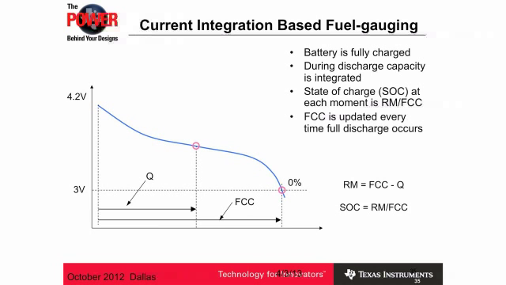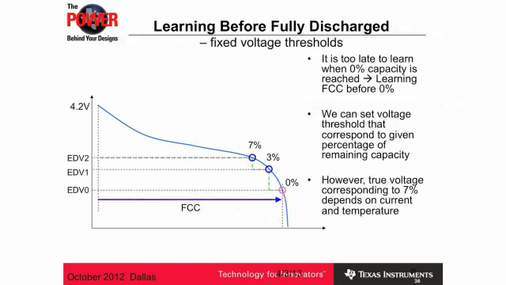So there's a real simple way to make a Coulomb counting gas gauge, and that's to use fixed end of discharge voltages. You could take some measurements with your load and see what the voltage is when you have 7% left. We call that EDV2. Plug that into your firmware. Maybe make another one for 3% so you have a nice warning that this thing is about to run out. We call that EDV1. And then EDV0 again is defined as where your system crashes. Of course, if you want to leave some reserve in there, fine.